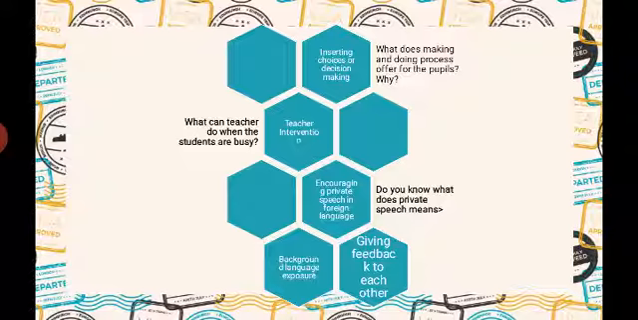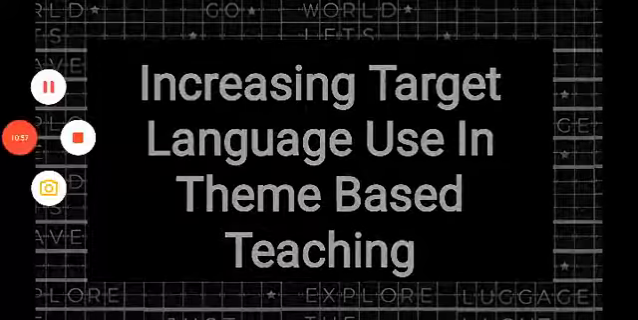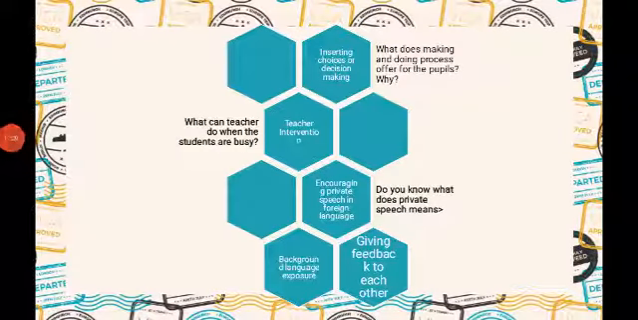And next we have background language exposure and giving feedback to each other. In background language exposure, the teacher may encourage the students to say rhymes or sing or play tapes of songs as the children work, in order to give them more exposure to the language.